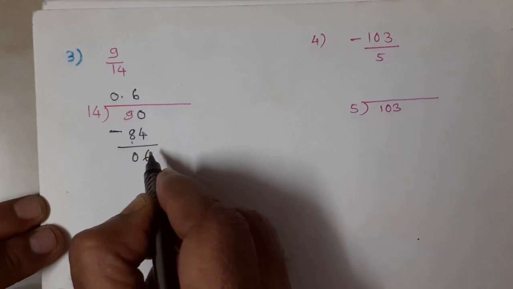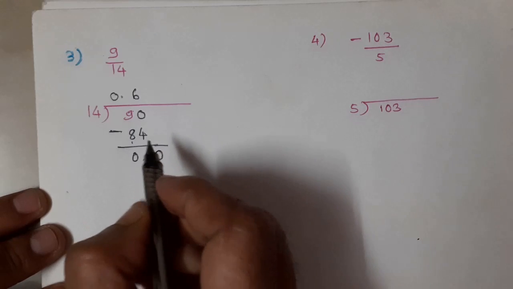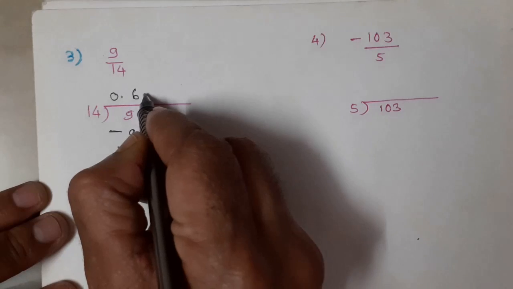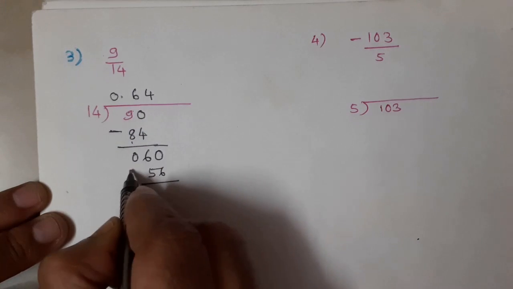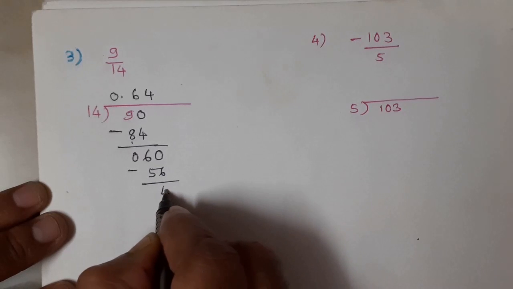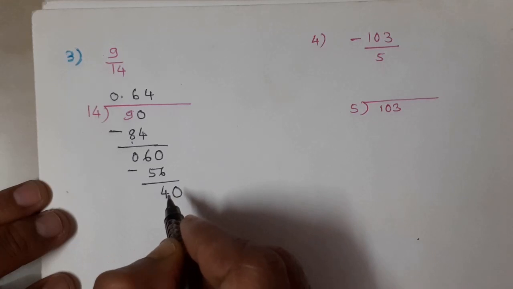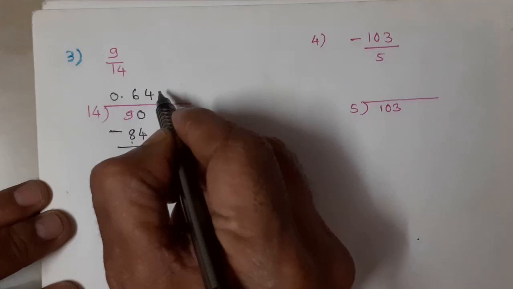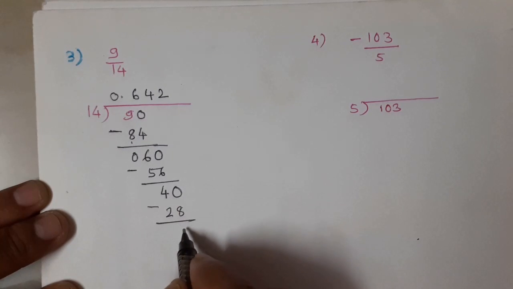Again, we cannot divide 6 by 14, so I am taking 0, so it is 60 now. 14 fours are 56. When we subtract, again we cannot divide 4 by 14, so it will become 40. So I am taking 14 twos are 28. We subtract: 10 minus 8 is 2, and 4 minus 3 is 1.